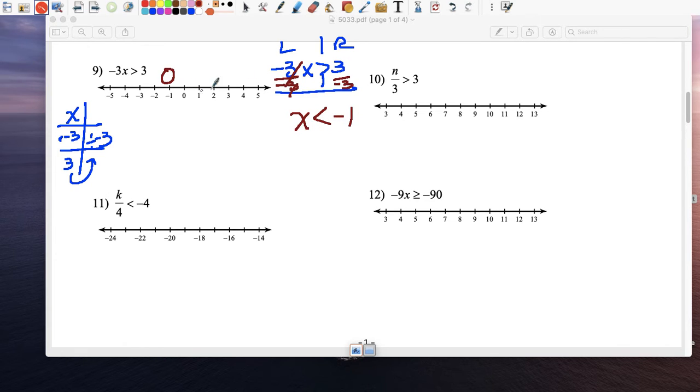And where are the smaller numbers? So again, let's pick 100. Is 100 less than negative 1? No. So I don't want numbers here. I want numbers on the left side. So I'm going to point it that way. So let's do a check.